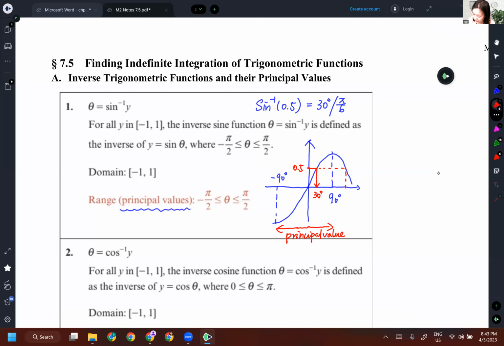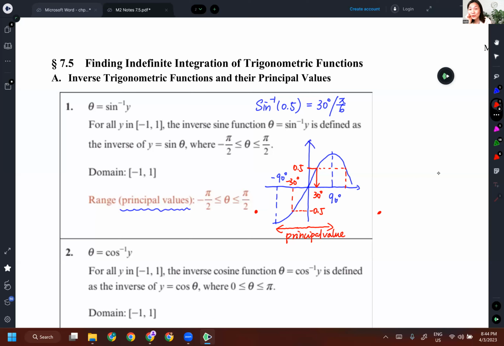For the same reason, if I input negative 0.5, I'm supposed to get negative 30. I'm not supposed to get these angles. This is another angle here, and there's another angle here. A lot of angles share the same sine value of negative 0.5, but only one is the outcome.